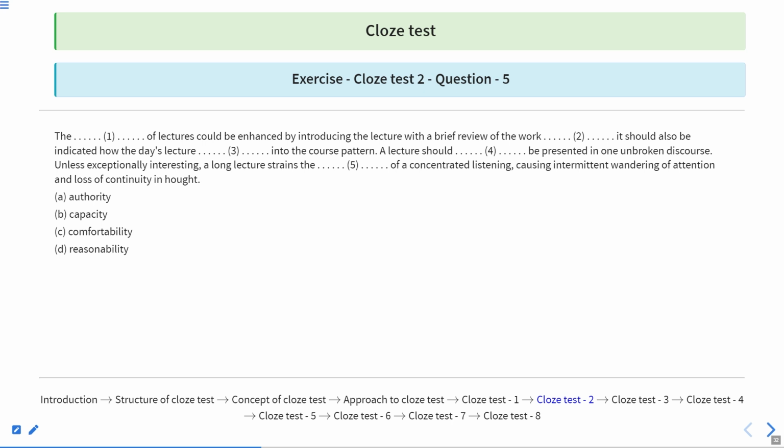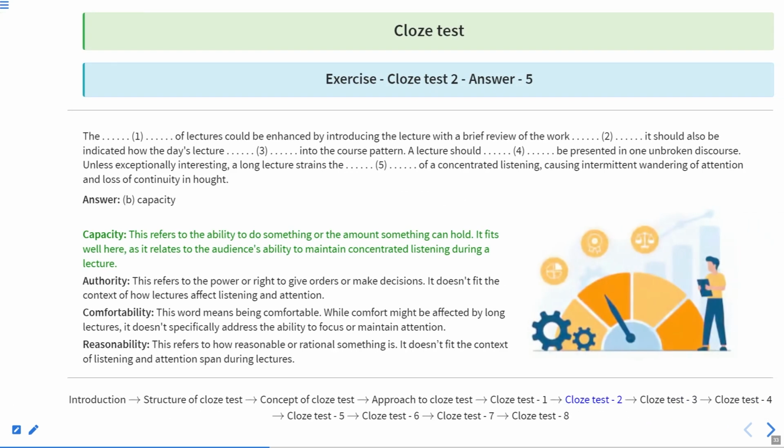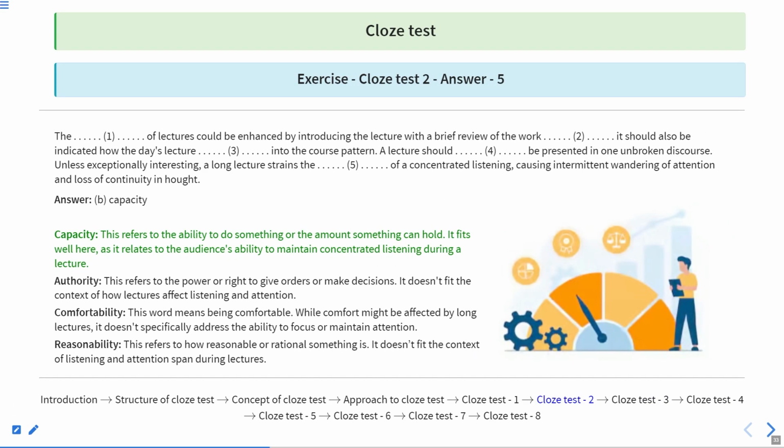For example, if it was capacity, then the sentence would read, unless exceptionally interesting, a long lecture strains the capacity of a concentrated listening. Seems about correct. So the correct answer is, of course, capacity. It refers to the ability to do something or the amount something can hold. It fits well here because it relates to the audience's ability to maintain concentrated listening during the lecture.